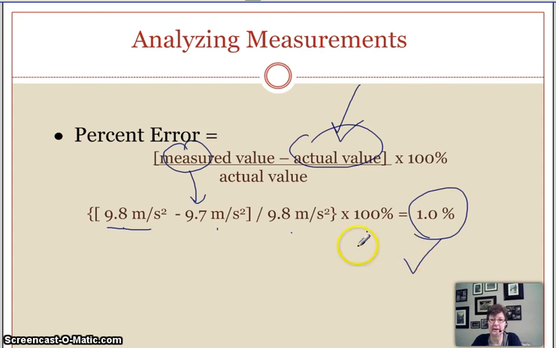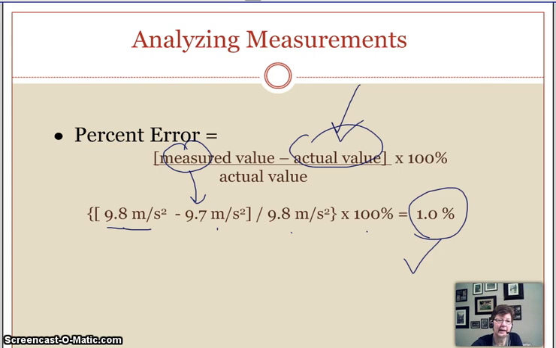measurement. Now don't get hung up on the fact that I said measured minus actual in my equation, but did you catch that when I substituted them into the actual calculation here, I put actual first and measured second? That's okay. You're really only concerned about the absolute value of the difference between the 2 numbers.